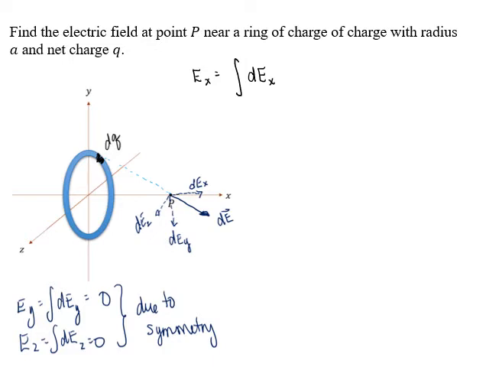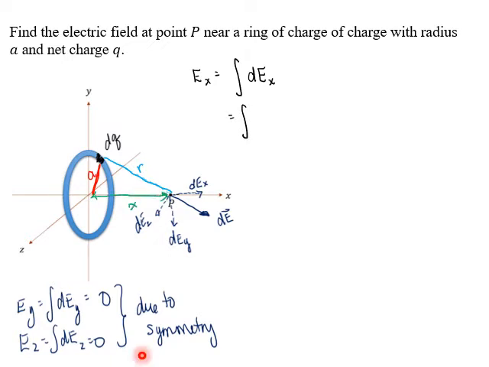Let's see if we can sort out what that is. Well, let's get some geometry on our picture here. We know that the radius of our ring is given by a. So that's from dq to the center of the ring. There's a. We've already drawn r. That's from dq to our point P. So that's r. And then let's say that x is from the center of the ring to our point P. And we'll call that distance x.